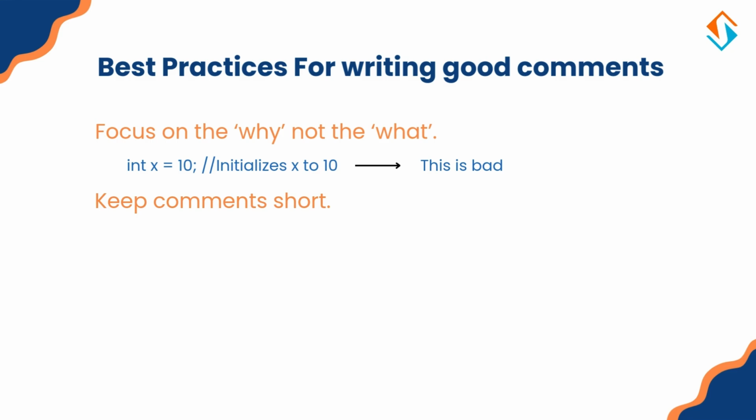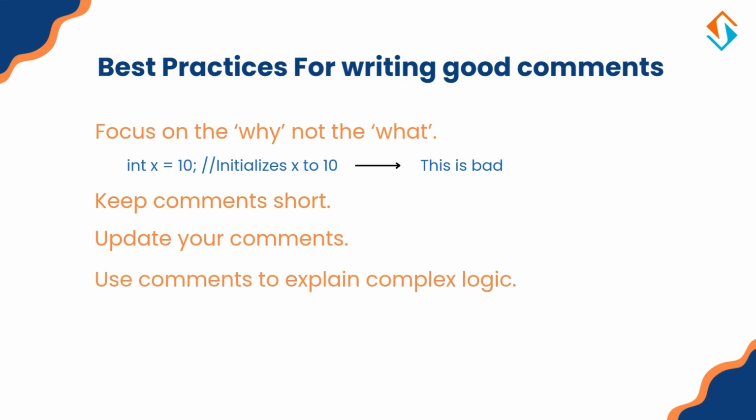Be concise. Third, update your comments. If your code changes, make sure your comments still make sense. Stale comments can confuse people more than no comments at all. Fourth, use comments to explain complex logic. If your code solves a tricky problem, explain your thought process so others don't have to reverse engineer it. Fifth, avoid over-commenting. Commenting every single line clutters your code and defeats the purpose.